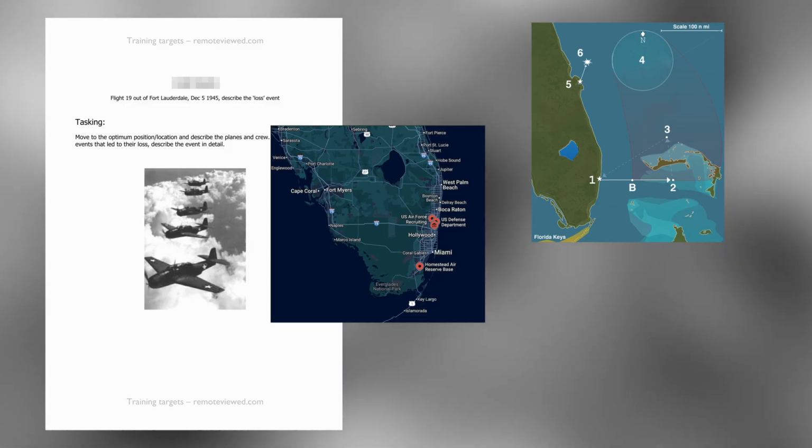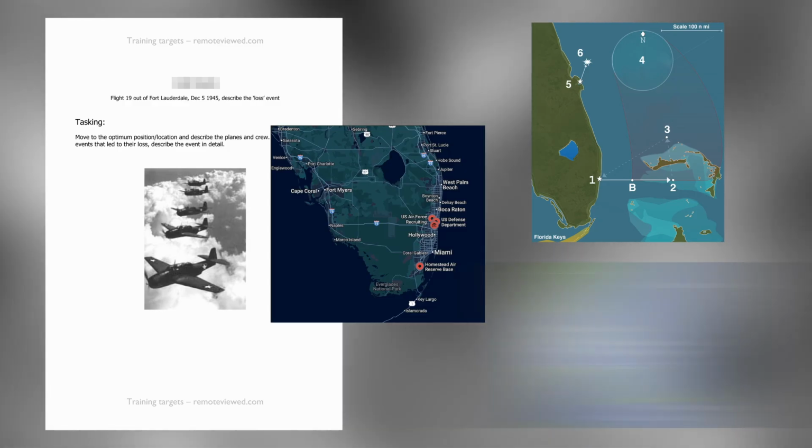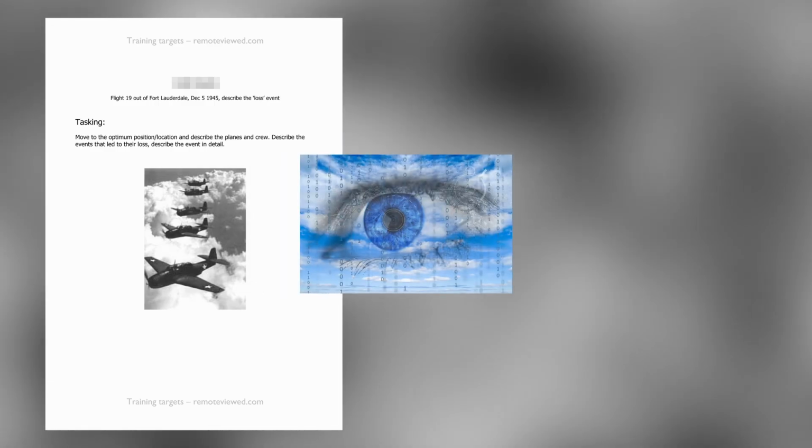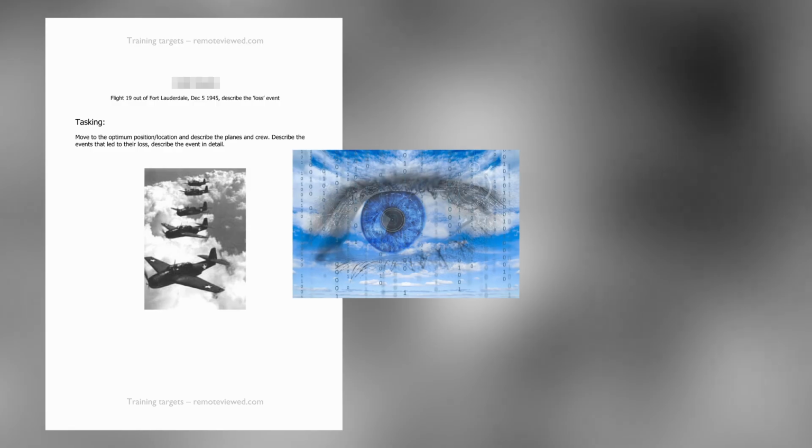Greetings, this is an analysis of my remote viewing session of the World War II mystery, the missing Flight 19. Flight 19 was a squadron of bombers which took off from Fort Lauderdale on the 5th of December in 1945 and then was subsequently lost whilst passing through the weird and strange Bermuda Triangle. In this video I use remote viewing to psychically probe and gather information about this target.